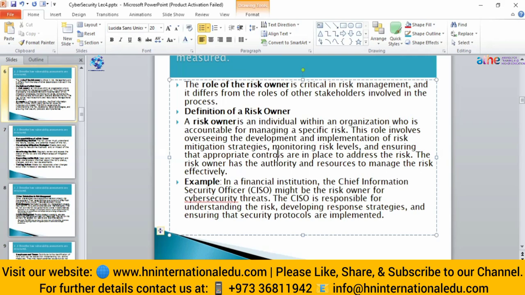Like if it is a financial institute, the Chief Information Security Officer will be the person who might be the risk owner for the cybersecurity threats. The Chief Information Security Officer will be responsible for understanding the risk, how it occurred, what responses they are going to build against that risk, so that they will ensure the security protocols are implemented there.